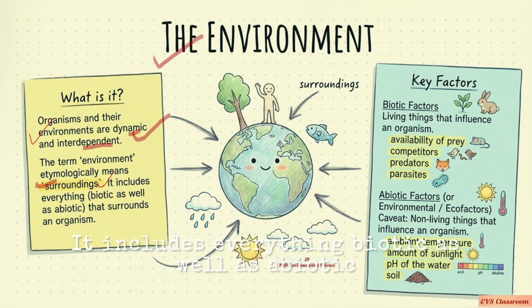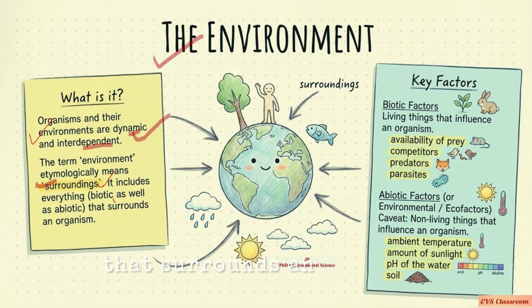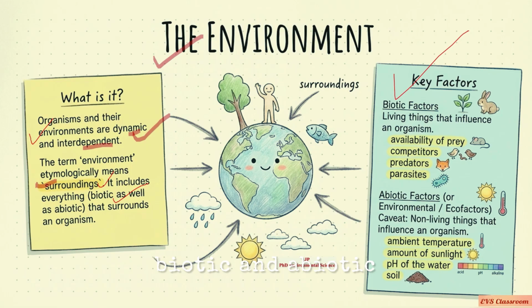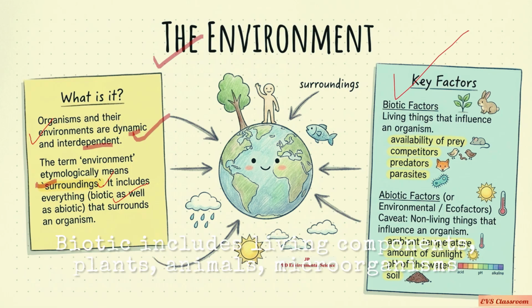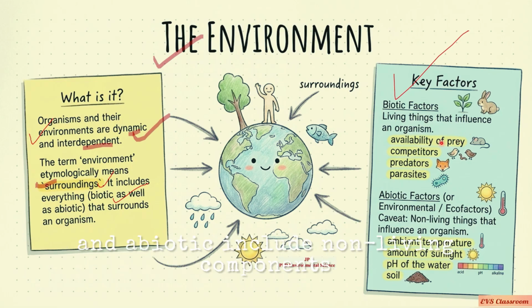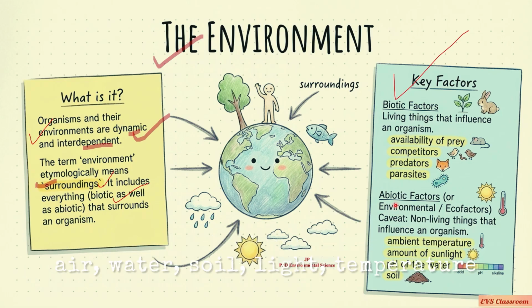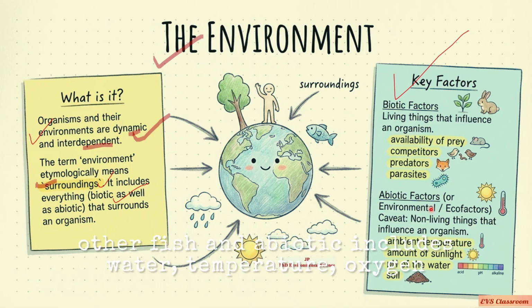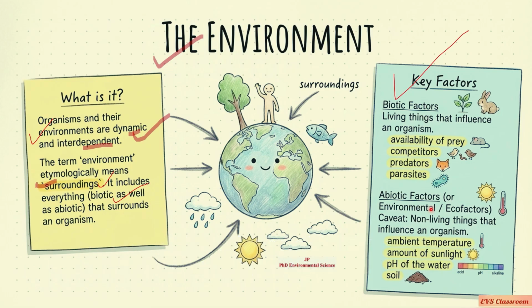It includes everything biotic as well as abiotic that surrounds an organism. So you can see environment has two major components, biotic and abiotic. Biotic includes living components: plants, animals, microorganisms. Abiotic includes non-living components: air, water, soil, light, temperature. Example, for a fish, biotic factors include algae and other fish, and abiotic factors include water, temperature, oxygen, pH.